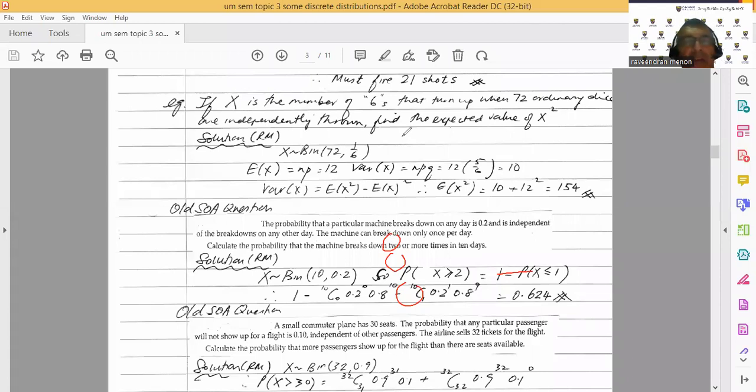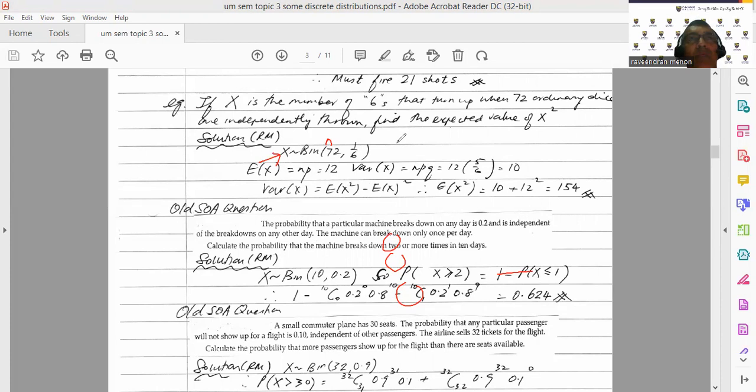So basically, what are you doing? You are throwing 72 ordinary dice. One way of thinking about it is you throw one die 72 times. Instead of throwing 72 ordinary dice once, you're going to throw one die 72 times. So when you do that, you can write it as a binomial random variable. X is binomial with n equals 72 and getting a 6.